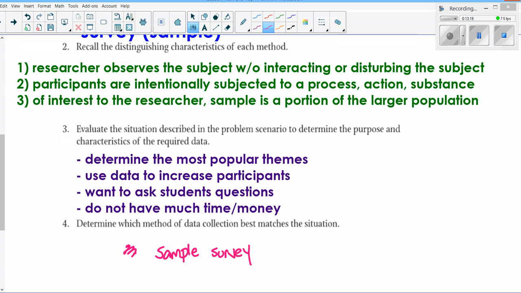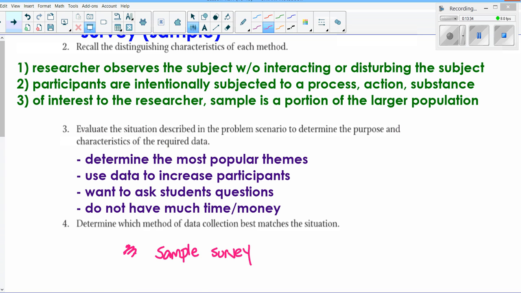They don't have money to offer incentives, so it cannot be an experiment. And they don't have much time, which means that they don't have time to talk to everybody or poll everybody, so it would be a sample survey, a sample of the entire population.